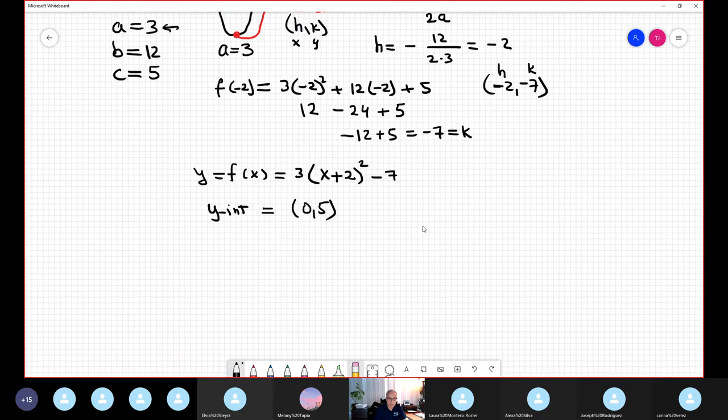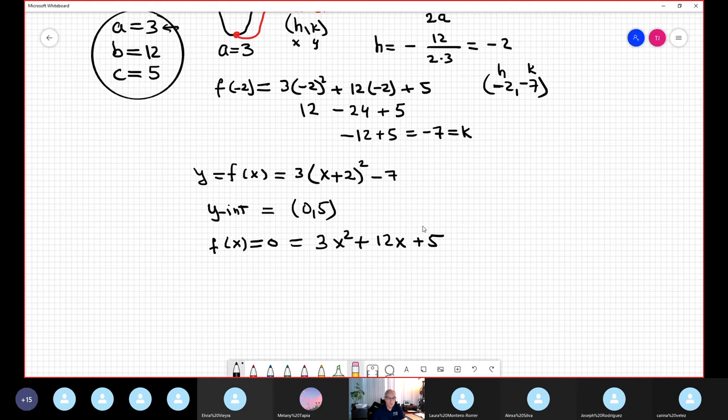Now, in order to find the x-intercepts, it's always a little bit more complicated. You put the function equal to 0. It's 3x squared plus 12x plus 5 equals 0. And now it's a problem similar to chapter 1. It's solving the quadratic equation. We have the coefficients a, b, c, and you apply the quadratic formula.